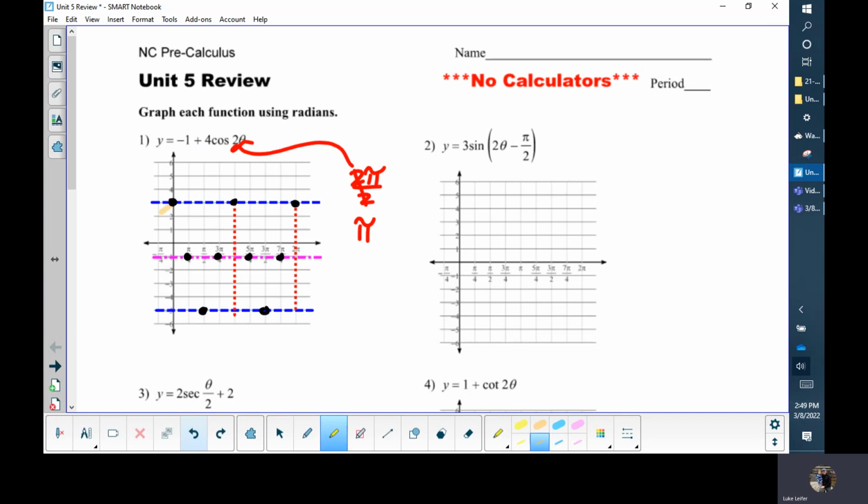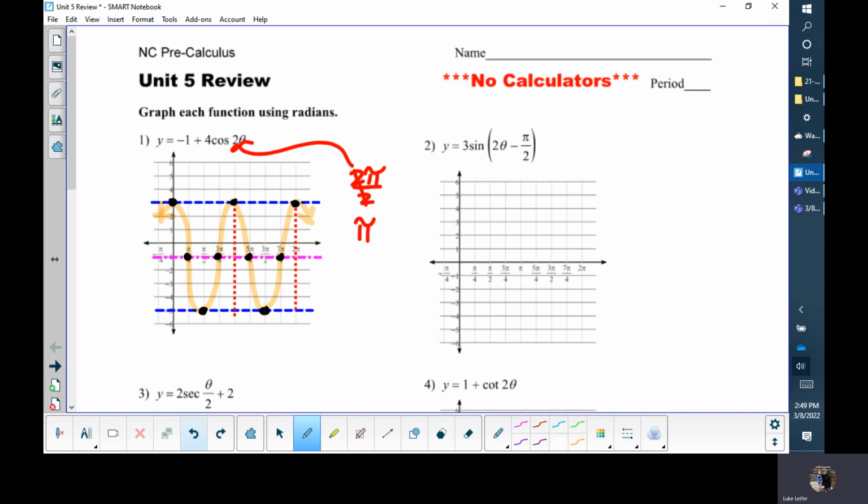Okay, go ahead and plot your graph. So you should get something that looks like this. Nice smooth curves. And this would go forever in both directions.